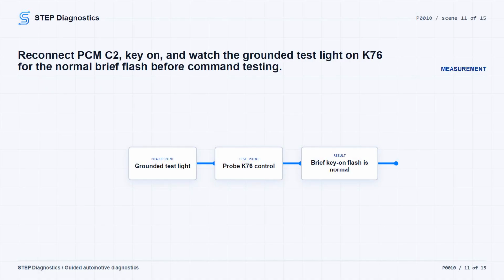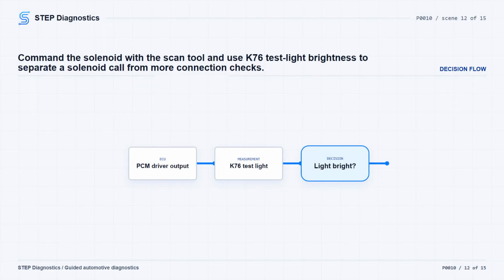Reconnect the PCM-C2 connector and turn the ignition on. Use a 12-volt test light connected to ground and probe the K76 control circuit at the VVT intake solenoid 1/1 harness connector. The PCM may command the solenoid on briefly right after key on. That brief flash is normal, and the light should then turn off and stay off if there is no short to voltage. Then use the scan tool to actuate the VVT intake solenoid 1/1 control to the highest duty cycle, 80%. The test light should be illuminated and bright, compared to a direct connection to battery.